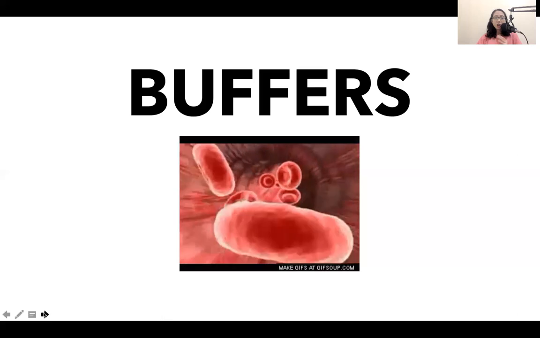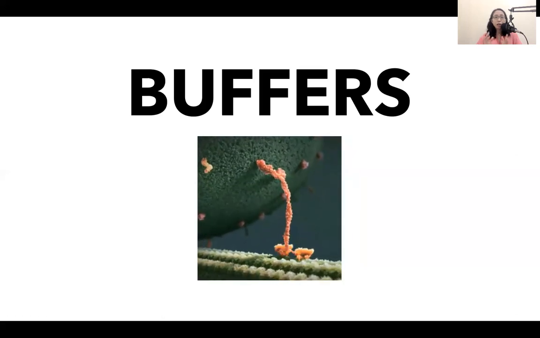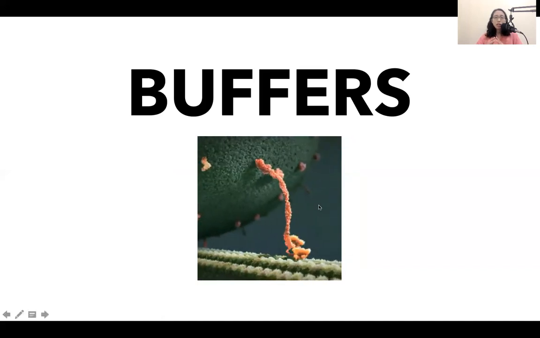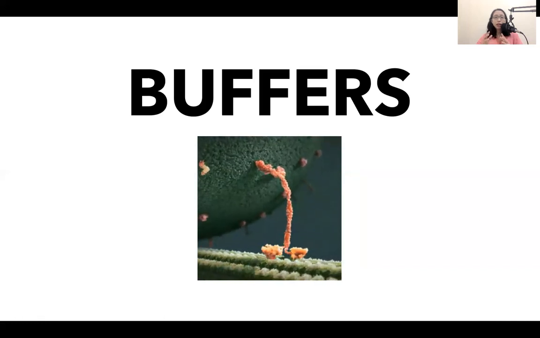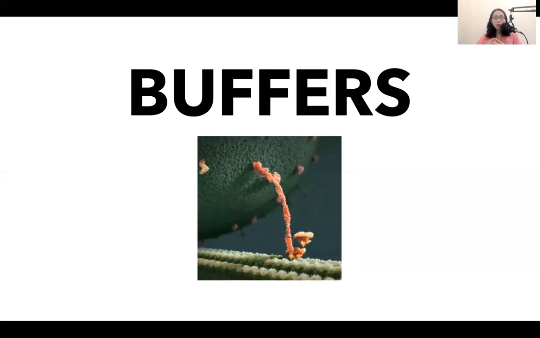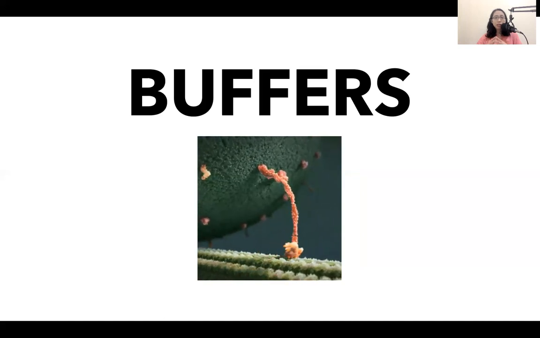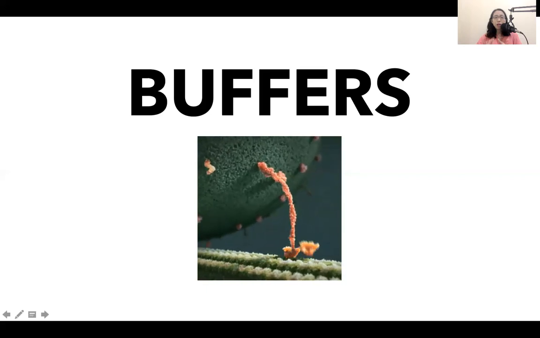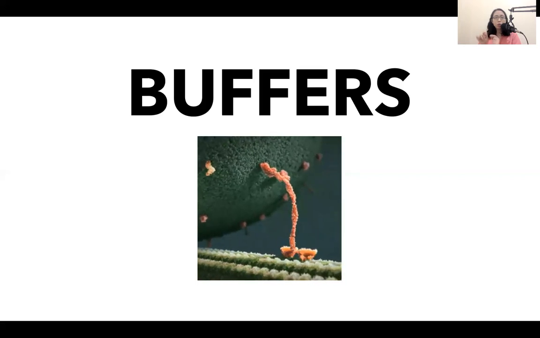Next, buffers are also important for the structure of our biomolecules. If you see here, this is a short clip of a protein called kinesin. And these proteins are responsible for transporting small molecules inside the cell. This clip is particularly portraying a kinesin walking on a microtubule.